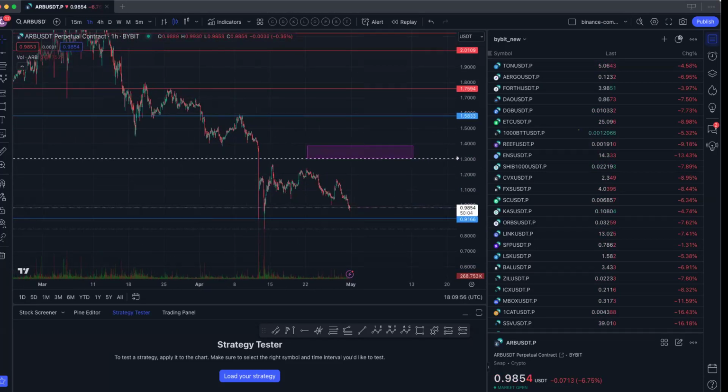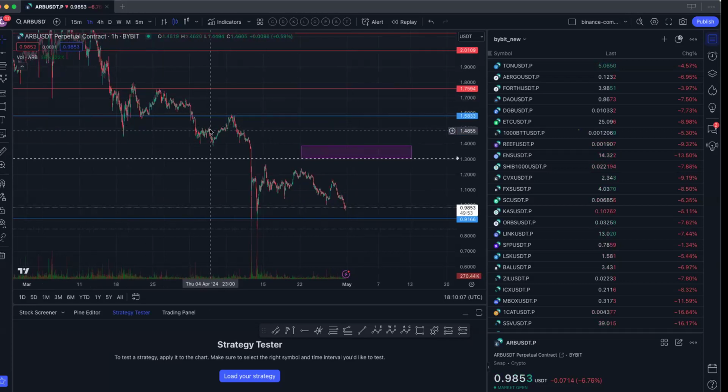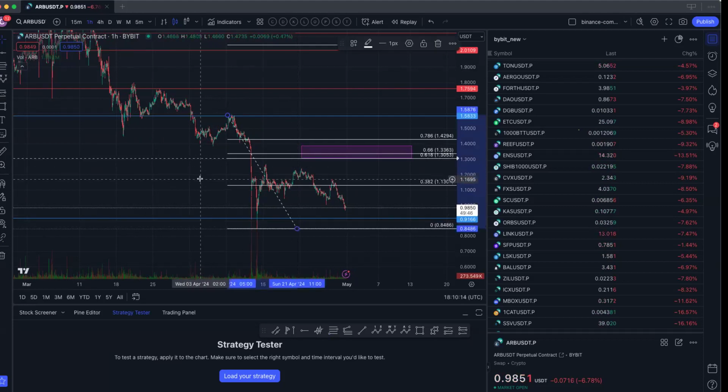Hi, can I ask a question? Yes, of course. See, the last Fibonacci retracement that you drew was from 1.58 to 0.9, right? But how did you choose that swing?